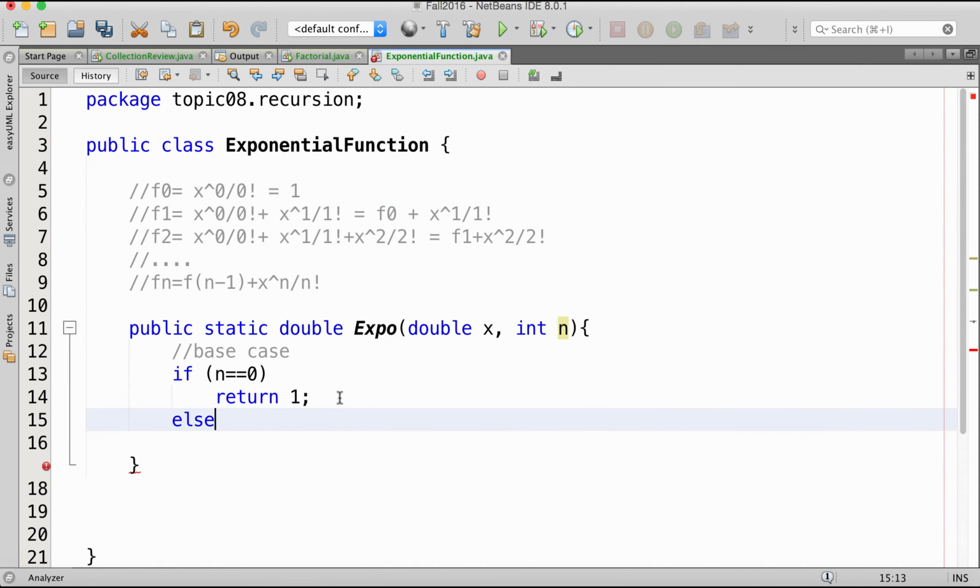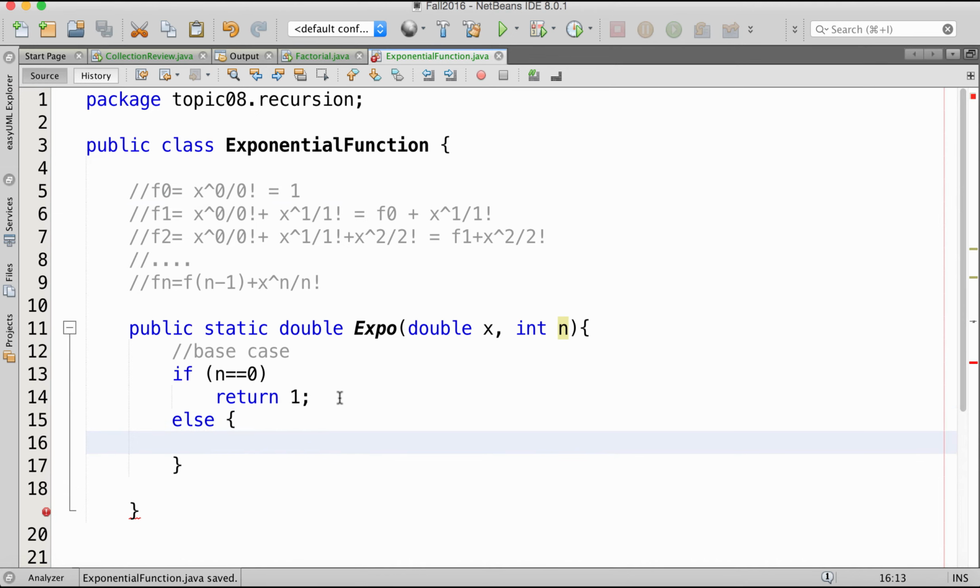So if it is not 0, what should we do? Return what? We call the function itself, expo, the same x and n minus 1, plus what? Because we said f(n) equals f(n minus 1) plus this one.